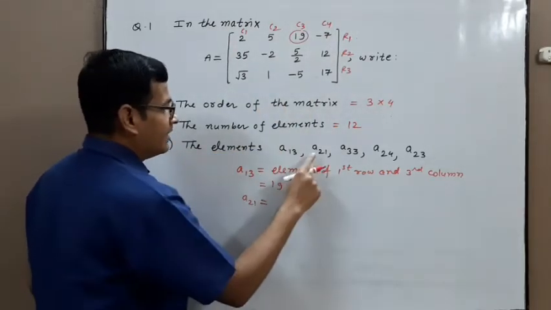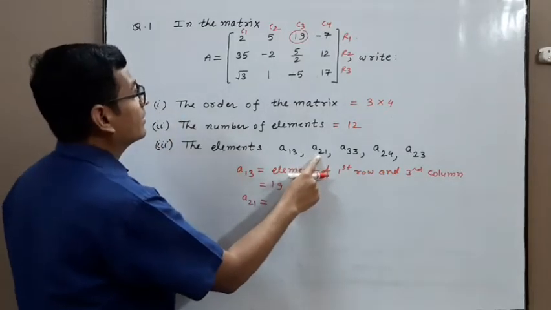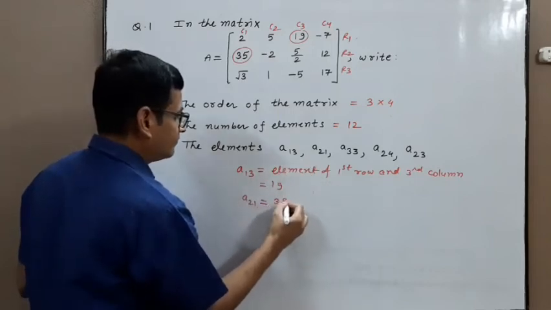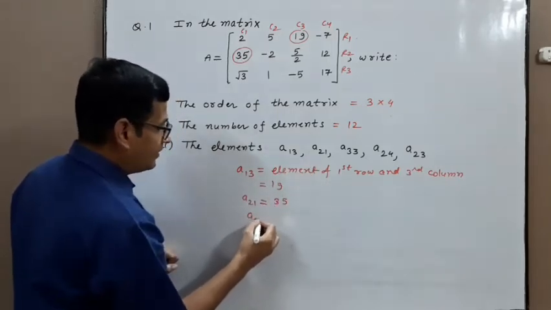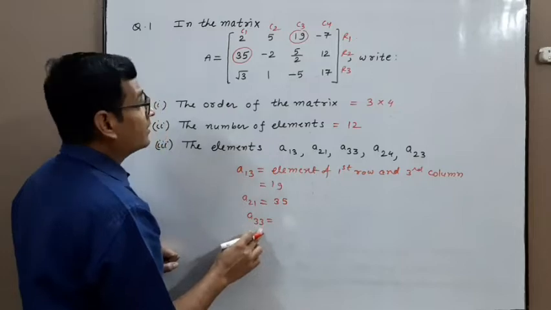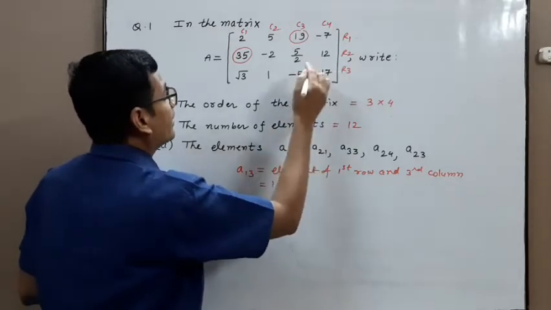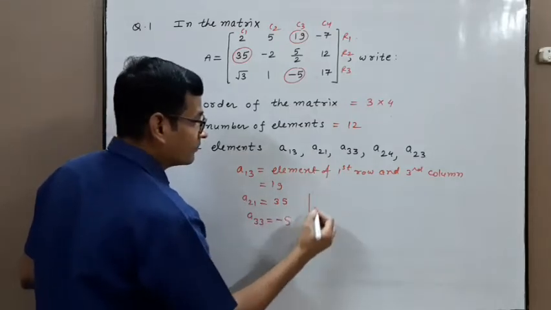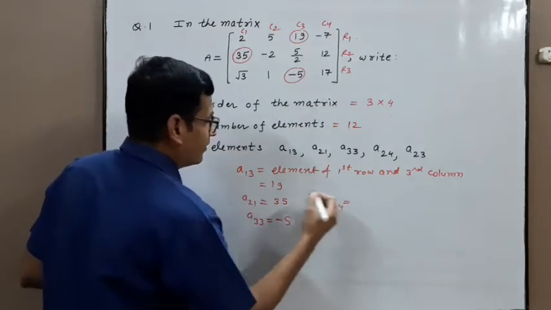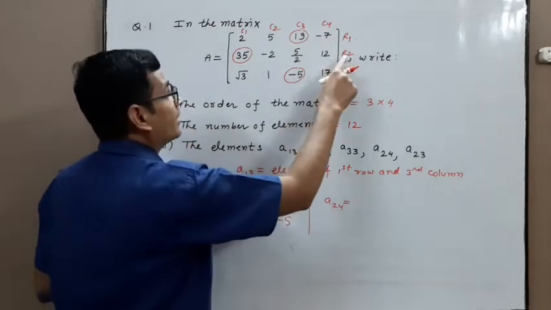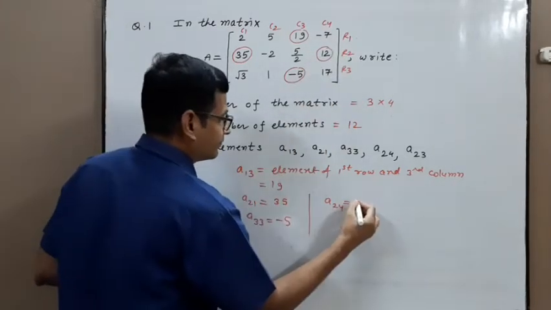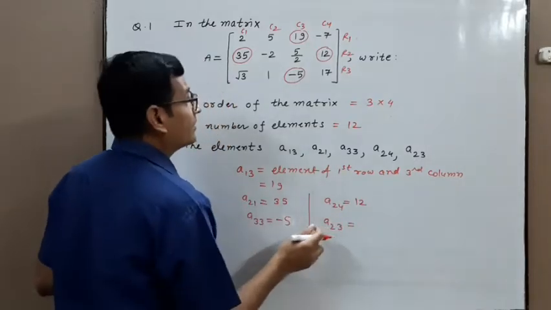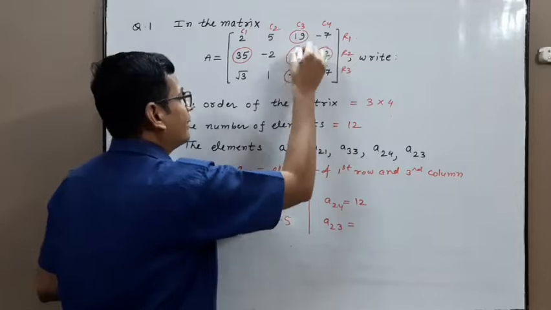A21 means element of second row and first column. Second row and first column means 35. A33, element of third row and third column. Third row and third column, minus 5. A24, second row and fourth column. Second row and fourth column is 12. A23, second row and third column. Second row and third column, 5 by 2.